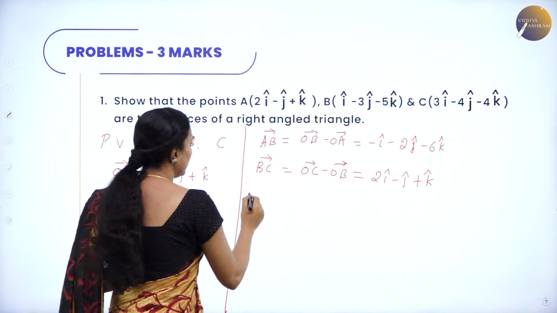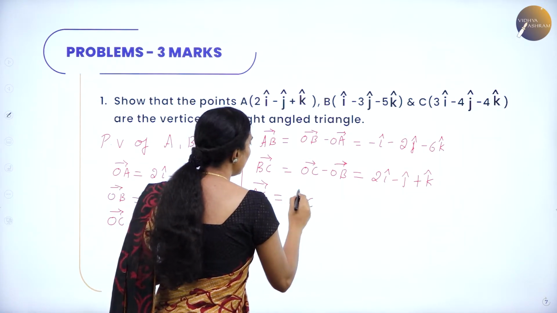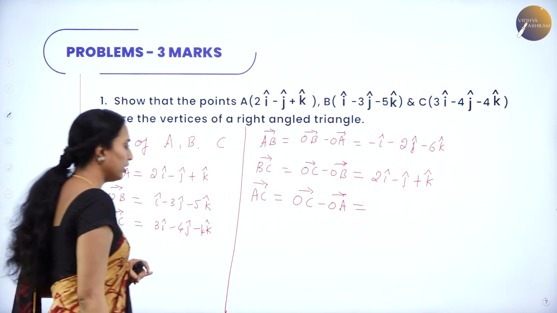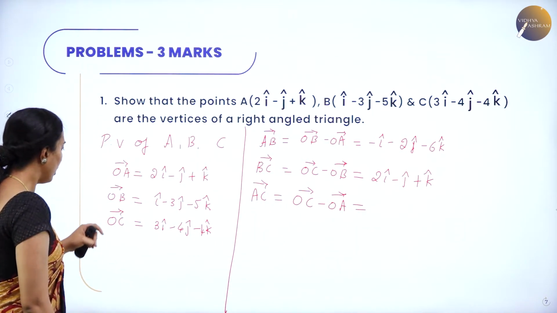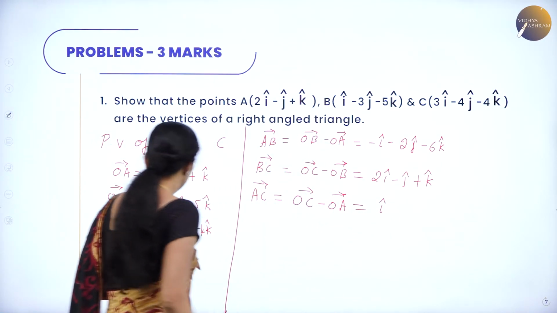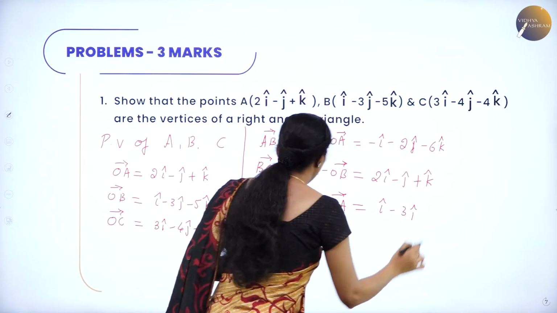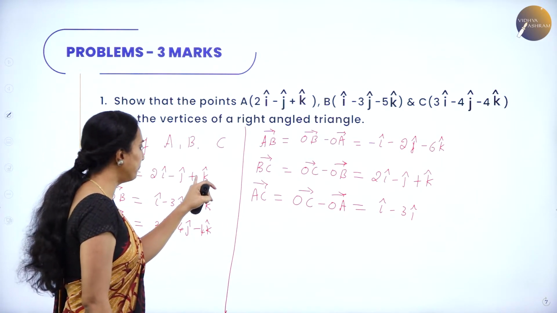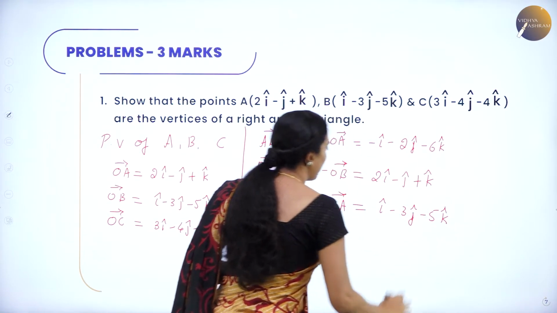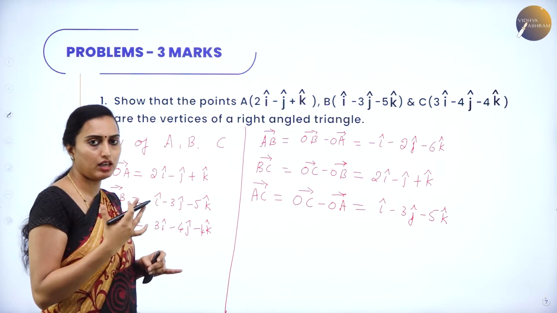Next, let us take out AC, correct? AC is nothing but OC minus OA, right? So what is OC minus OA? OC is 3i, minus 2i is i. Again, minus 4j plus j is nothing but minus 3j. Again, minus 4k minus k is nothing but minus 5k, because we are doing minus. Now you know what AB, BC and AC are.